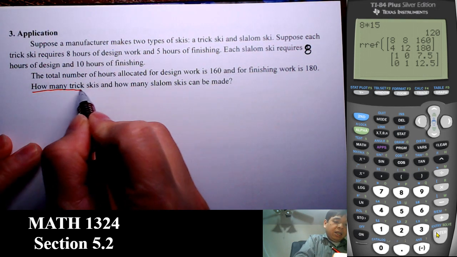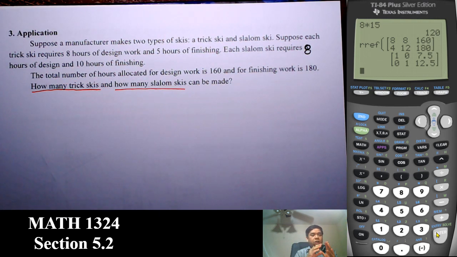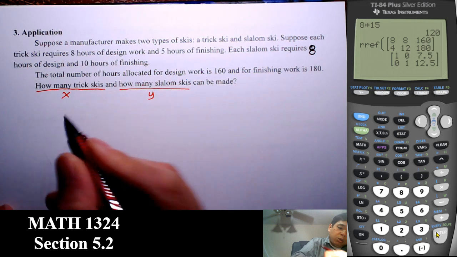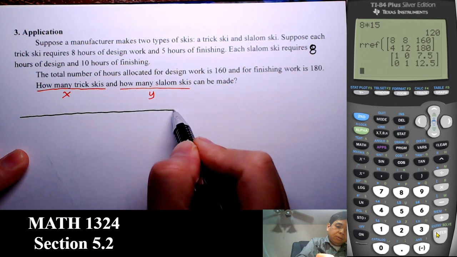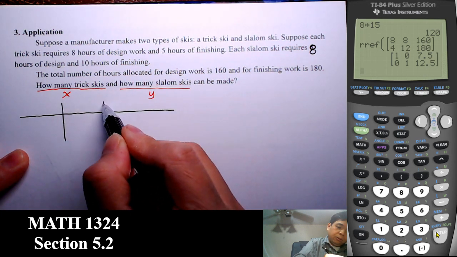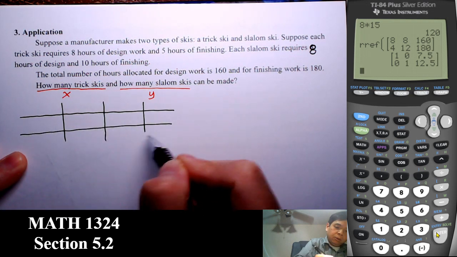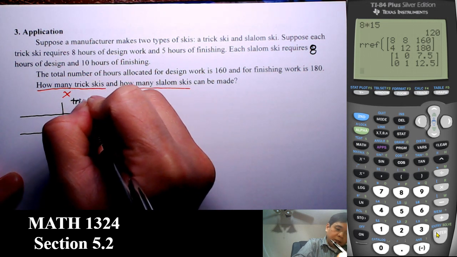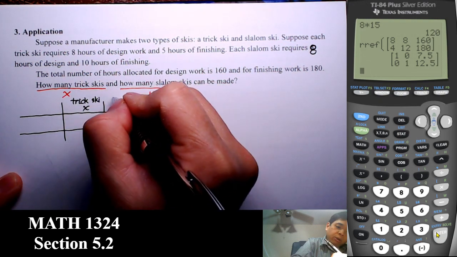Right. So as always, when we read the problem, we look at the end and we see how many trick ski and how many slalom ski. So in that case, that's what we ask for, how many of each. And the way we set it up on the table to summarize data, each of these will correspond to a column. So we will have two: one for X, the trick ski, and one for Y, the slalom ski.